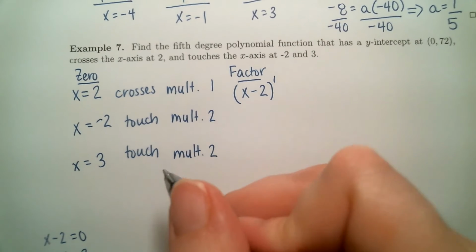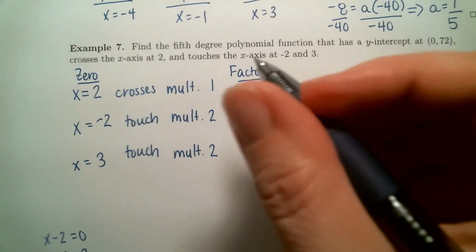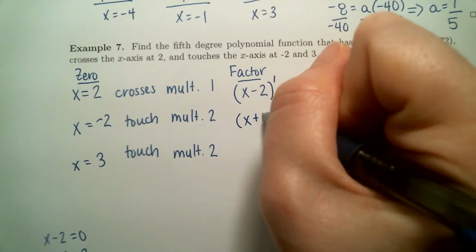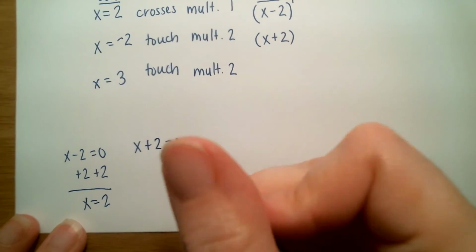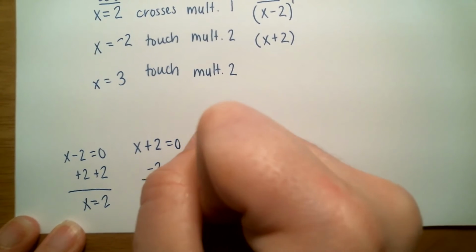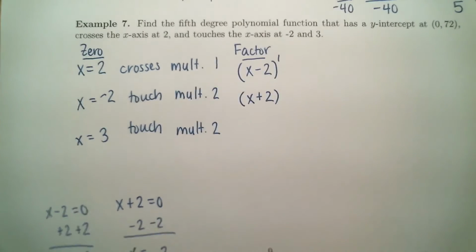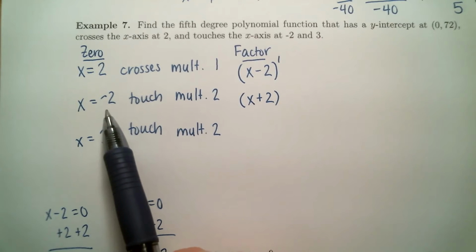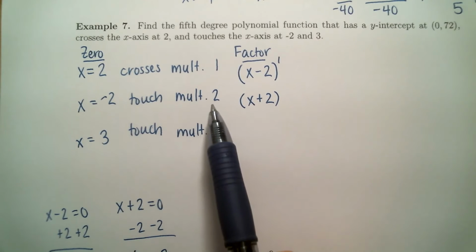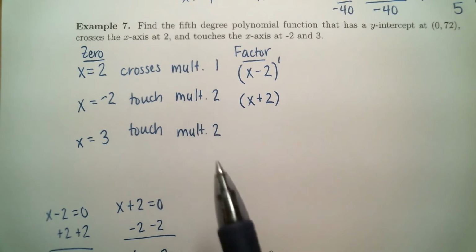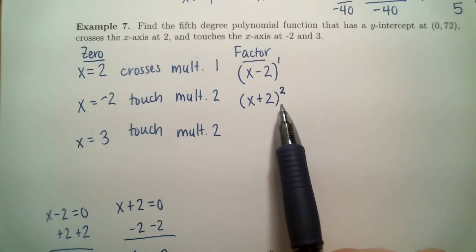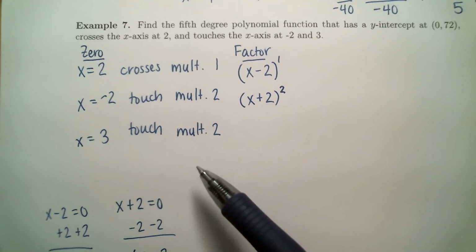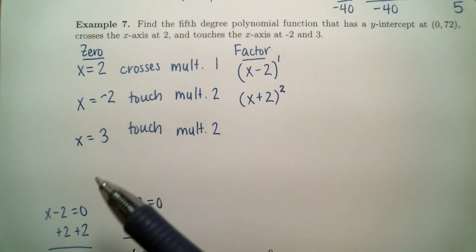Next, x equals -2. What's the factor got to be? It's got to be x plus 2, because if you set this factor equal to 0 and solve for the intercept, subtracting 2 from both sides, you would get -2. So that's your factor. Since the graph touches there, it has an even multiplicity, and we assigned a multiplicity of 2, so this factor has to be raised to the second power, so that you get -2 as an x-intercept twice.